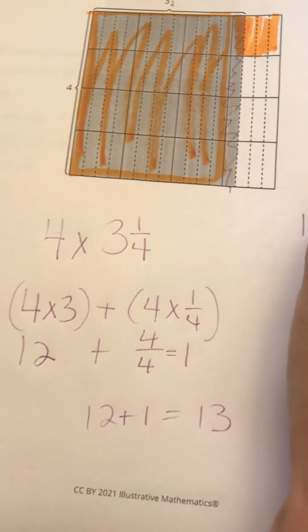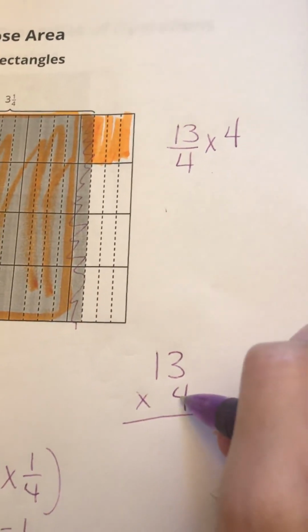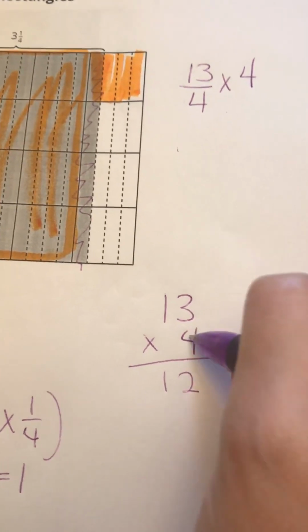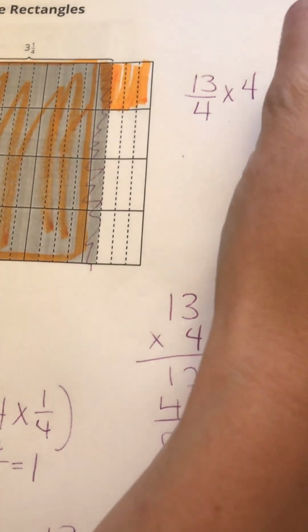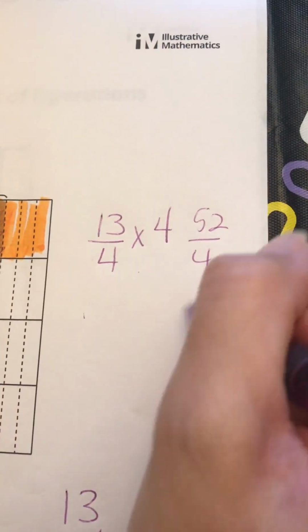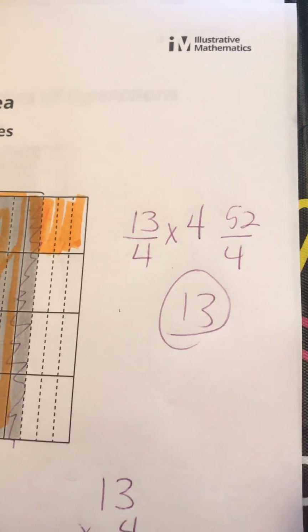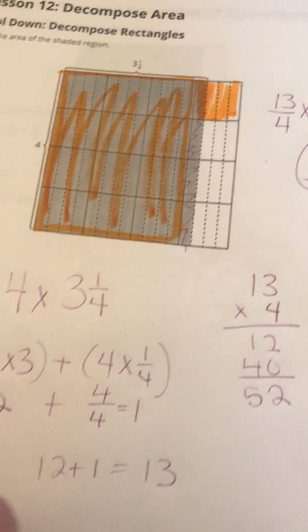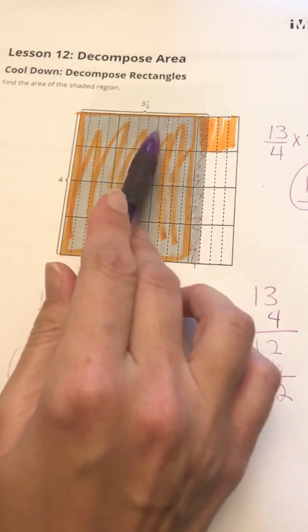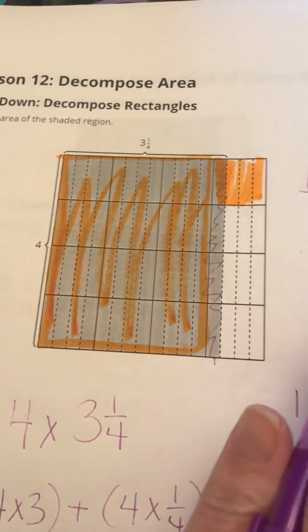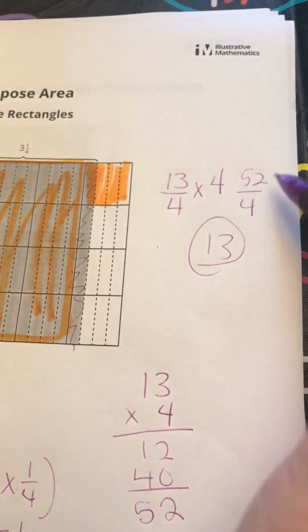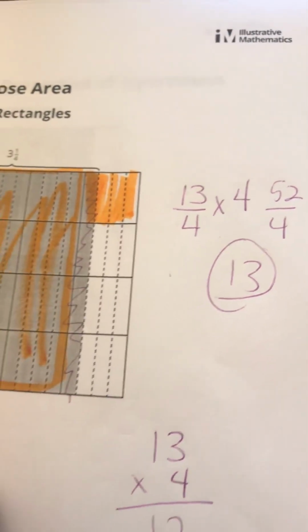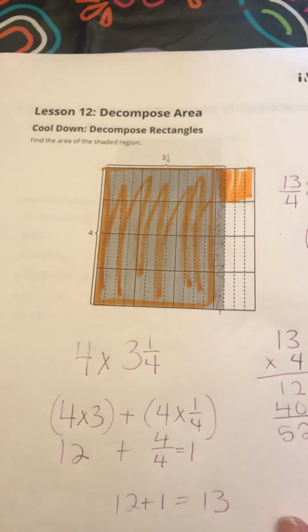So 13 times 4, 4 times 3 is 12, and then 4 times 10 would be 40. So that gives me 52/4, and 52 divided by 4 equals 13. So either way you do it, you're going to end up with 13 as the area. And if we counted these pieces that we have shaded, there would be 52 of them. But don't leave your answer as 52, because it's not 52 whole pieces, it's 52/4, because one of these is divided into fourths.